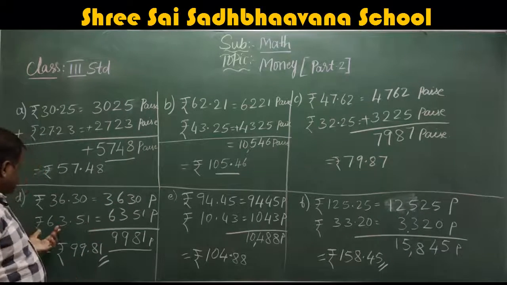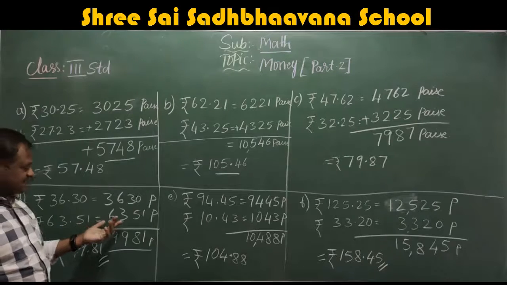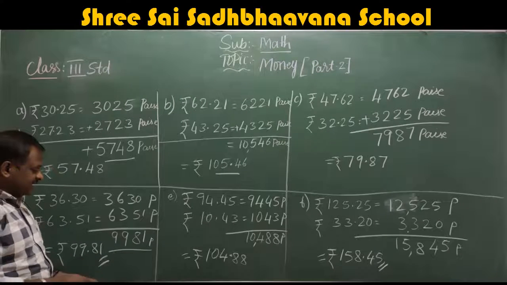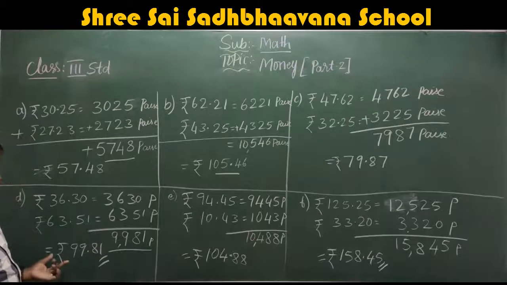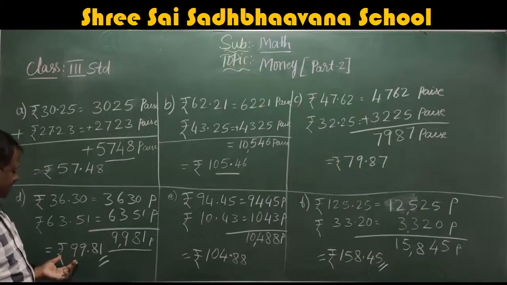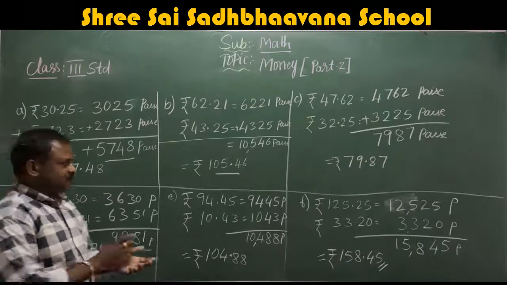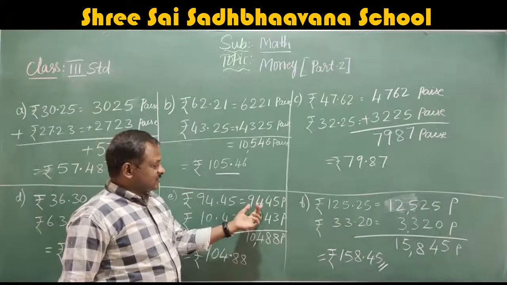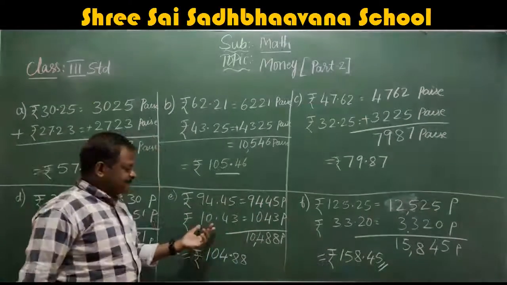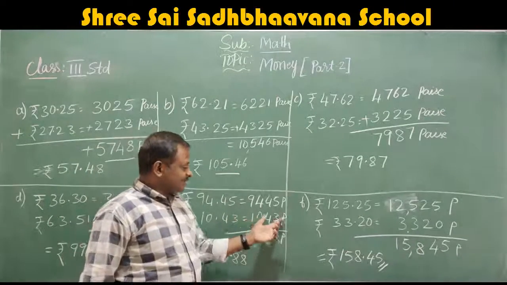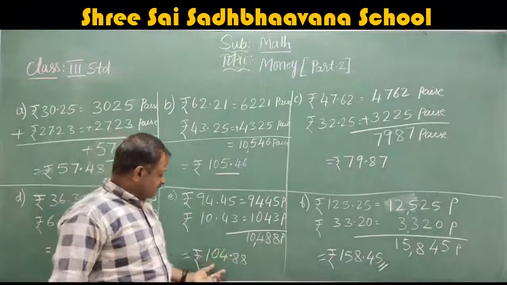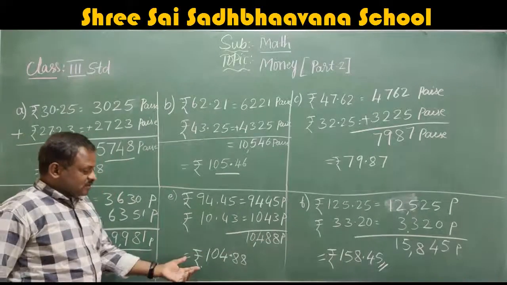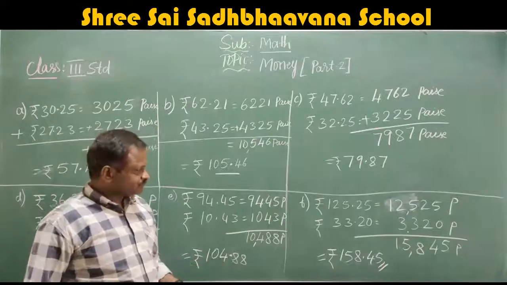30 paise. Rupees 63.51 can be written as 6,351 paise. When you add, you will get 9,981 paise. So when you write this in rupees, you can get rupees 99.81. Come to here, rupees 94.45 can be written as 9,445 paise. Rupees 10.43 can be written as 1,043 paise. When you add, you will get 10,488 paise. So rupees 104.88.